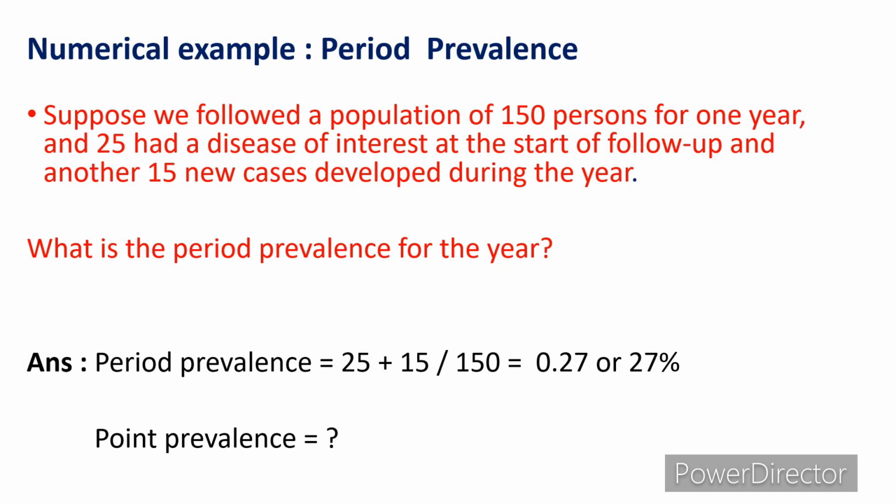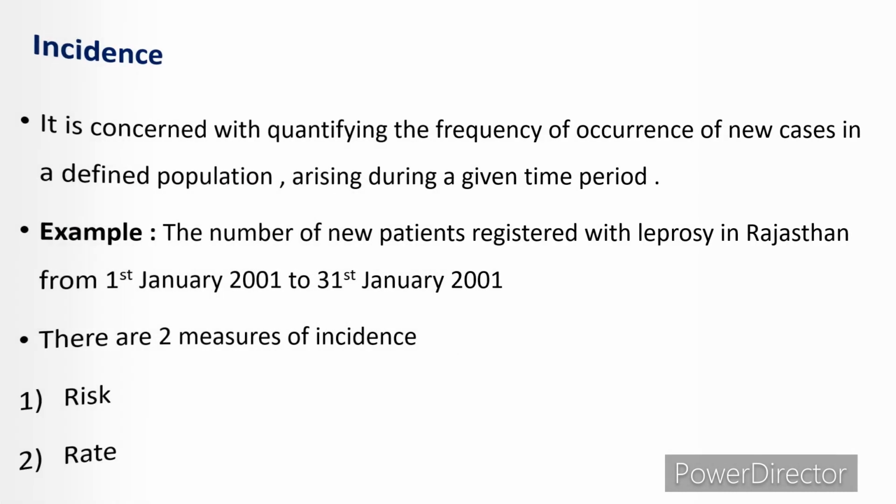And this is an example of period prevalence where we followed a population of 150 persons for 1 year and 25 had a disease of interest at the start of follow-up and another 15 new cases developed during the year. So here the old and new cases will be 25 plus 15. What is the period prevalence? Because they are calculating it for the year, a specific time period, the period prevalence is 25 plus 15 divided by the total population, that is 150. So it's around 0.27 or 27%. What if I ask the point prevalence at the start of the follow-up? You can just comment this in the comment section.